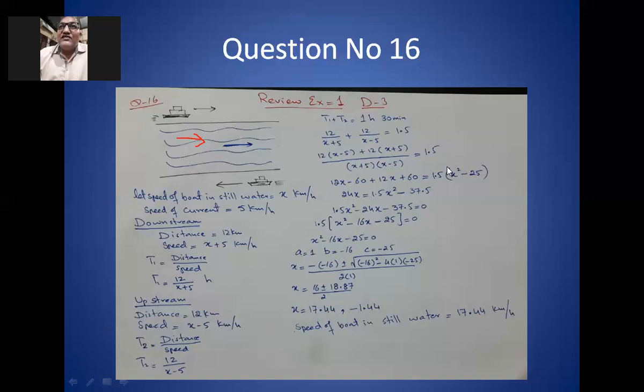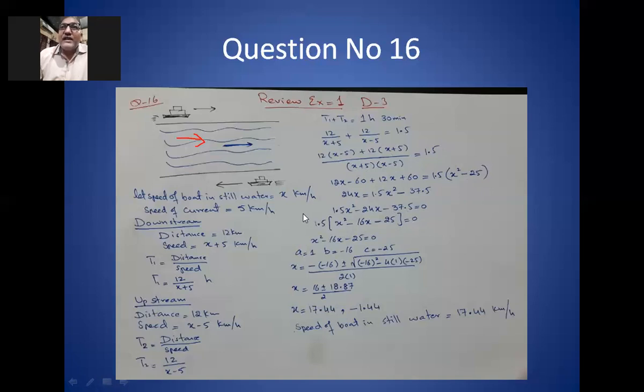So this will go to the other side: 1.5 multiplied with x square minus 25. You will have this 60 and minus 60, they will be cancelled. You have 12x plus 12x, that will be 24x, equals to, when this 1.5 will multiply with this bracket, you will have 1.5x square minus 37.5. So bring this 24x to the other side, you will have 1.5x square minus 24x minus 37.5 equals to 0.